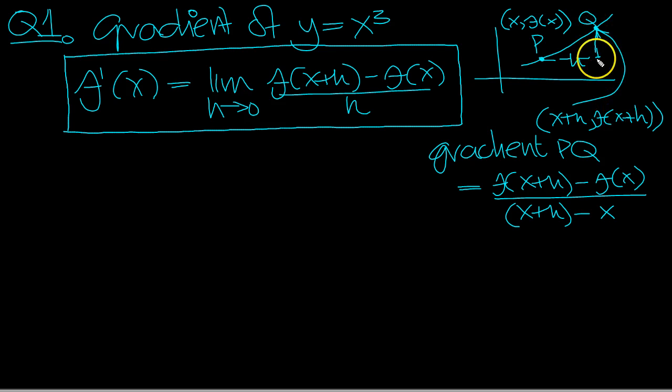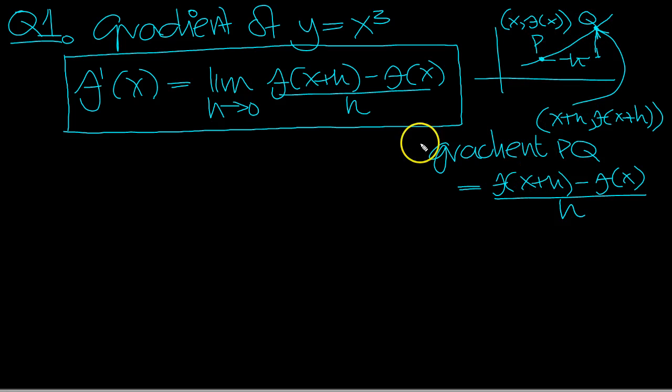So the gradient then would be the difference between the y's, f(x plus h) minus f(x), divided by the difference between the x's, which is x plus h minus x. And you can see the x's cancel here, so you could just write h underneath rather. So let's just put the h in there. So that's what we've got. So that's the formula, and you can see that that's the gradient of the triangle at the point x.